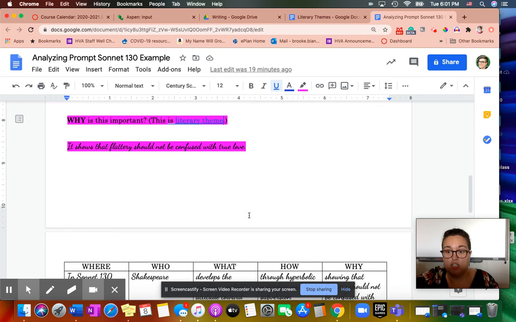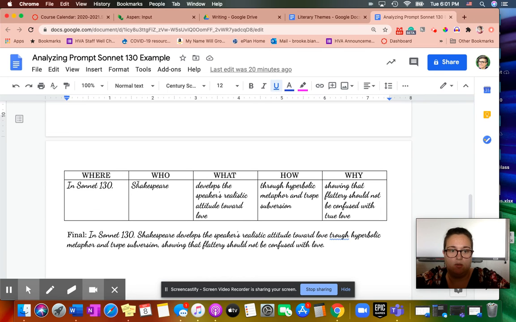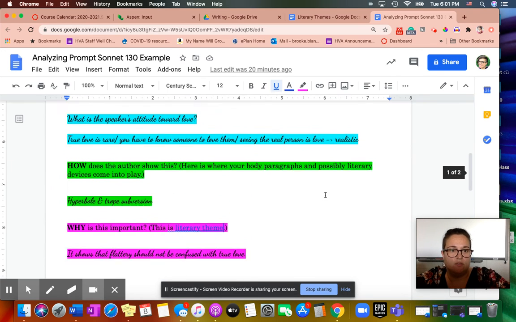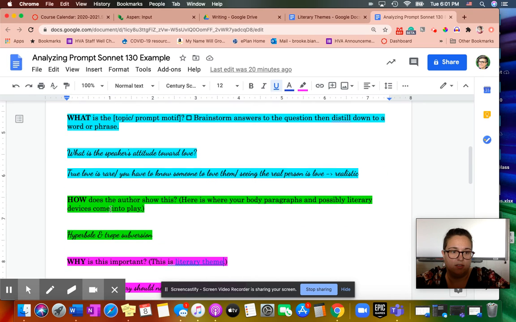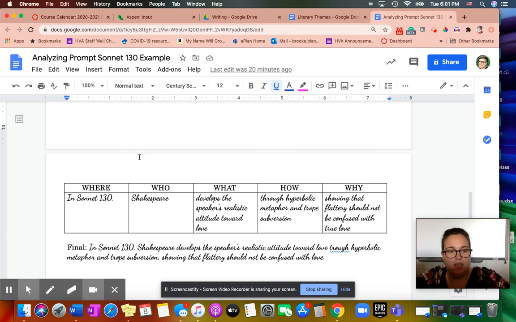Okay, so all of that. How do you put it together into a single thesis statement? So I've divided up the boxes. So notice I've divided where, who, what, how, why. So if you look up here, we have the what, the how, and the why. So you basically just fill those in. And the where and the who is just like the text and the author. Okay. So in Sonnet 130, who, Shakespeare, what, develops the speaker's realistic attitude towards love, how, through hyperbolic metaphor and trope subversion, why, showing that flattery should not be confused with true love.